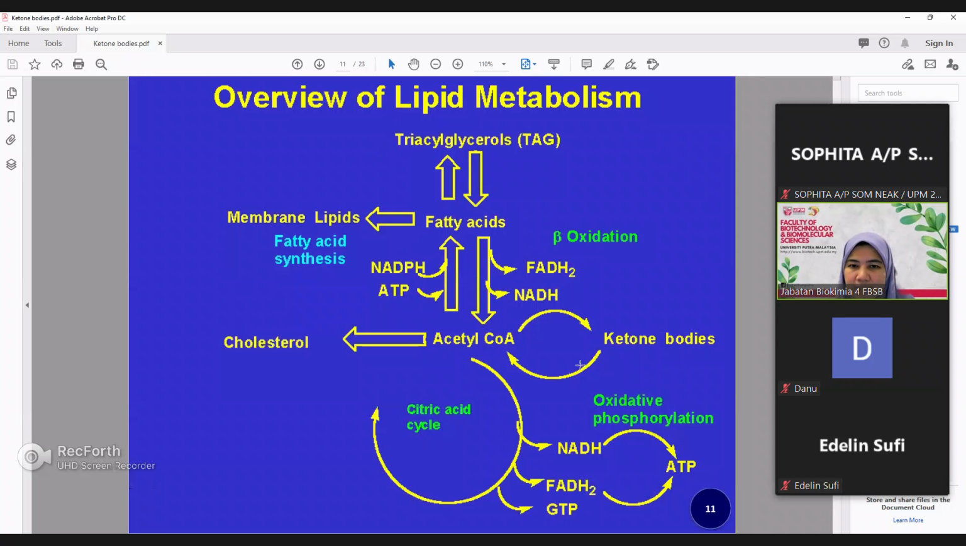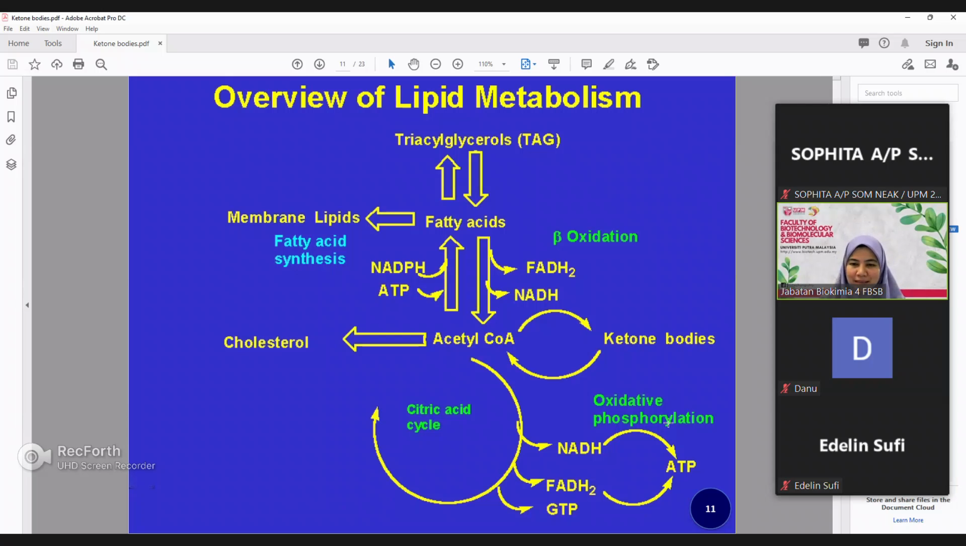Okay. So this is another diagram to show the big picture of lipid metabolism: how fatty acid oxidation, fatty acid synthesis, and also ketone bodies are connected to the TCA cycle, and also to energy production through oxidative phosphorylation.